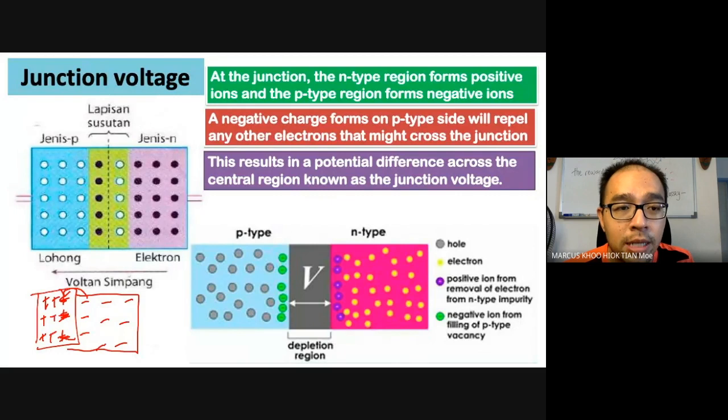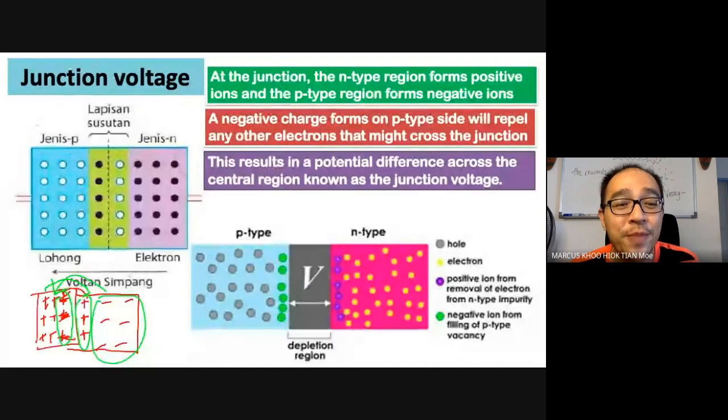Tetapi oleh sebab mereka melompat, they are going to form the holes over here. Okay, and because of that, kewujudan, the existence of the holes over here will stop these holes from going across, and the existence of the electrons over here will stop these electrons from going over here. So because of that, the electrons over here tidak boleh bergerak ke sini dan the holes over there tidak boleh diisi. Okay, because ada macam penghalang sudah di sini. Okay, the first layer has already formed the penghalang.